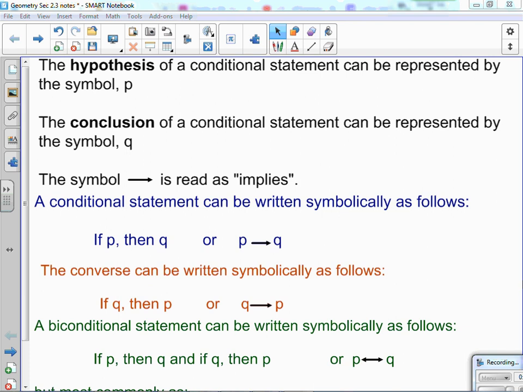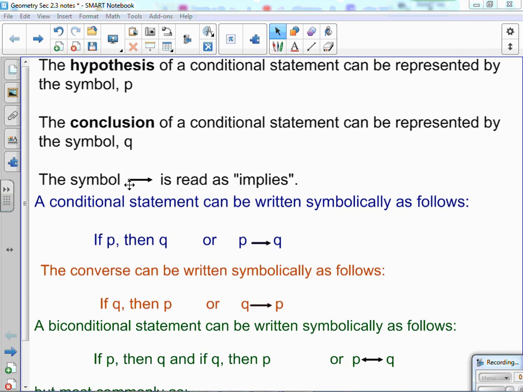All right, so here we have section 2.3, kind of continuing on the stuff we did in 2.1, 2.2, just adding to it a little bit. All right, so the hypothesis of a conditional statement can be represented by the symbol P. Lowercase p is a symbol that represents hypothesis. Conclusions are represented by a lowercase q. And so by giving those symbols, they allow us to do a little bit of shorthand work here.